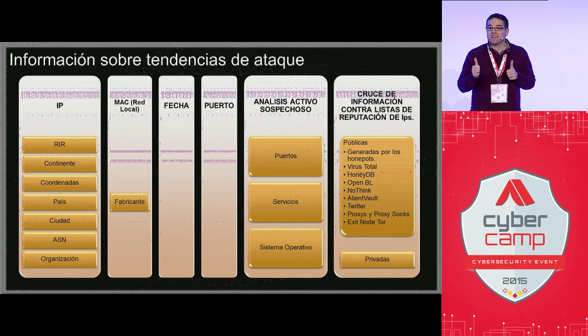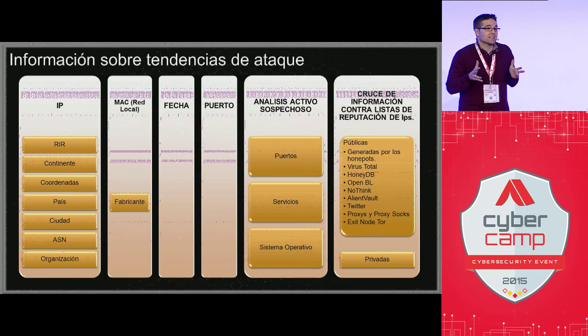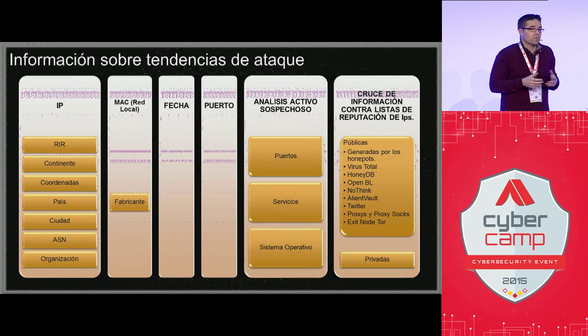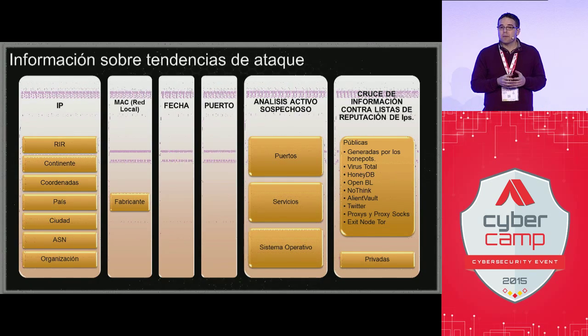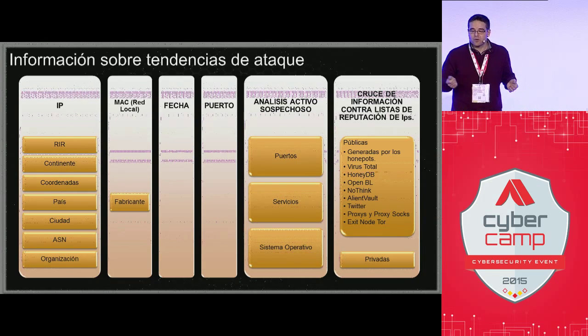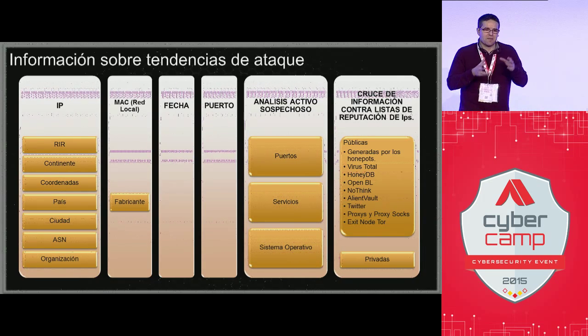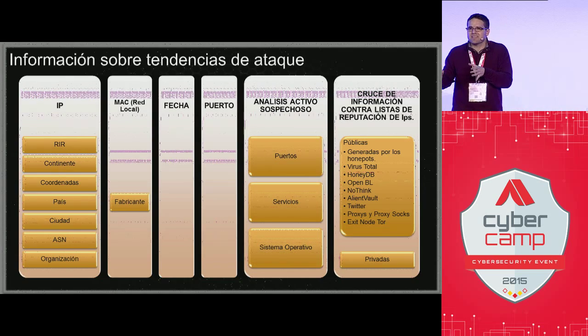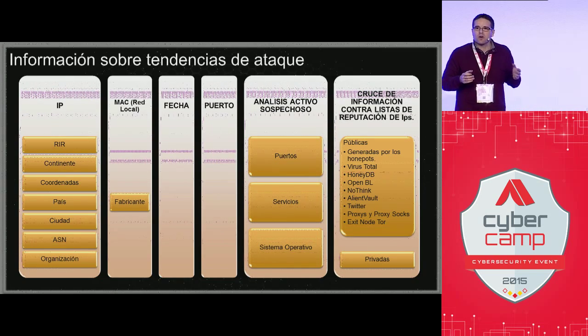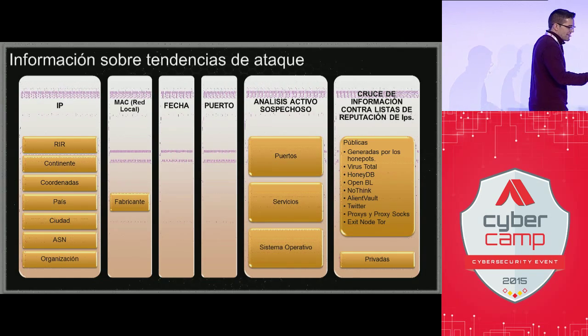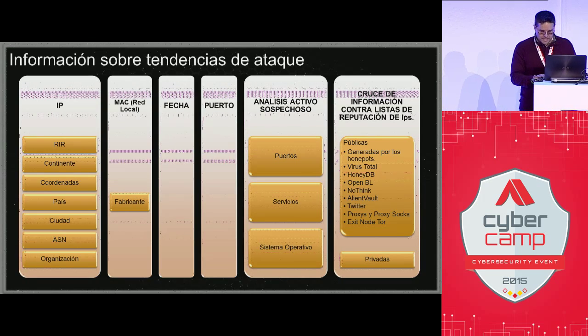We can also use proxy lists and SOCKS proxy lists, and then Tor exit nodes. Many attackers use Tor to hide their address and to attack the honeypot, and that information is also registered. And then private lists. Nearly all of them are paid lists, where they give you an IP address and tell you whether it is a botnet one or what category that IP address is.